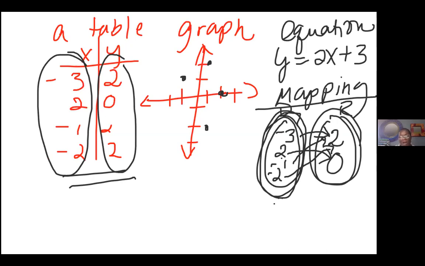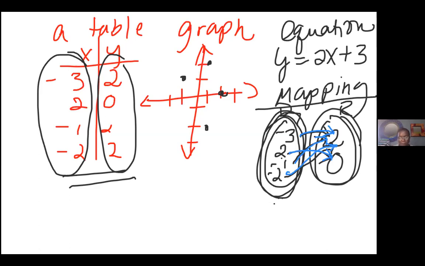So that's my range. Now I have to inform whoever's reading this which element in the domain is paired with which element in the range. So the -3 is paired with the 2. The 2 is paired with the 0. And then the -1 is paired with the 2. So another way of saying this is to map. The -1 is mapped to 2. The -2 is mapped onto the 2 as well. So this is another way of expressing the relation.